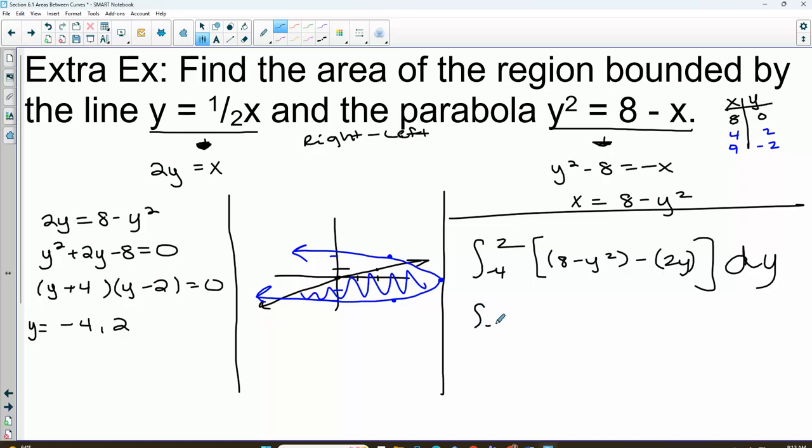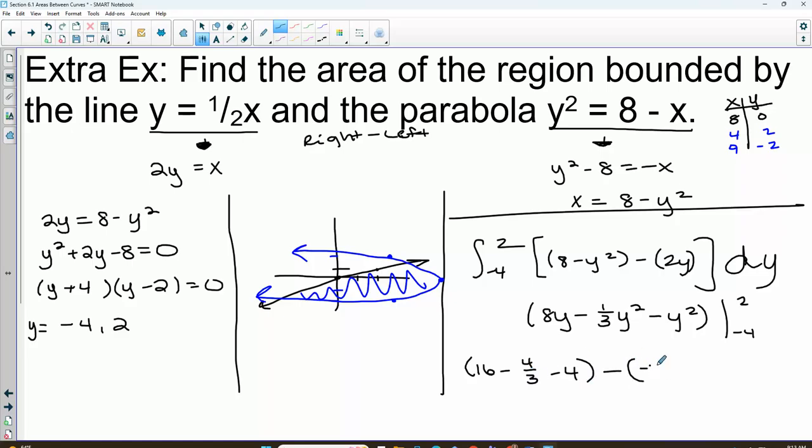Okay. So the antiderivative of 8 would be 8y minus the antiderivative of y squared, 1/3 y cubed, minus the antiderivative of 2y would be y squared. Oops. So I'm in a row, I just did. Then I do it 16 times 4/3 times 4, then -4.